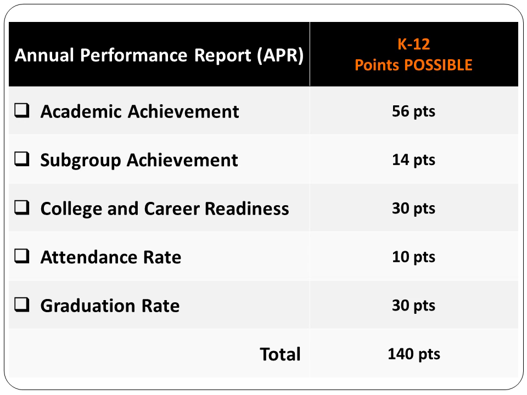So the 5 areas actually have point values. You can see academic achievement is at 56, which raised the crown. It's the highest number that we have. Subgroup achievement is 14, college and career readiness is 30, attendance rate is 10, and graduation rate is 30. A total possible point of 140.